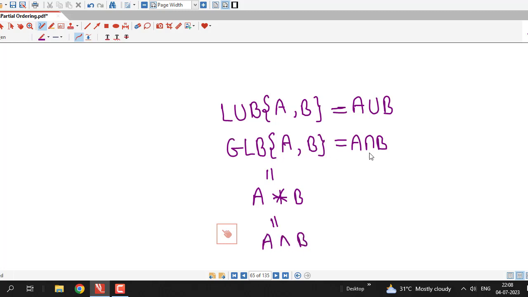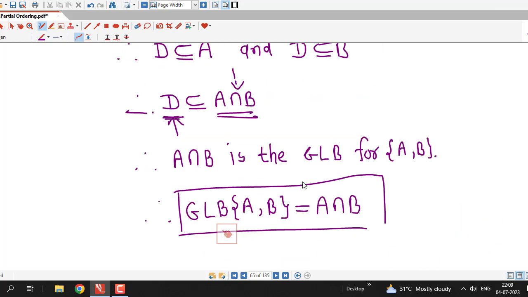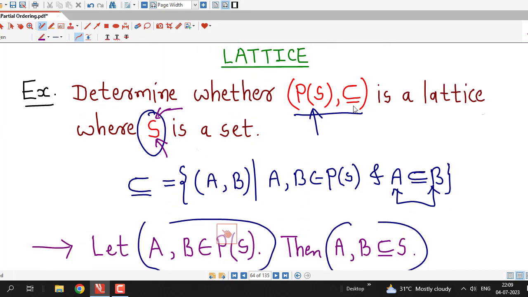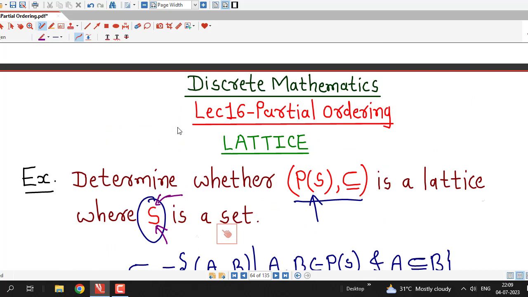So remember these different notations also, and this shows that for any two arbitrary elements in the power set of S, their least upper bound and greatest lower bound exist in the power set of S, and therefore power set of S is a lattice under the relation of inclusion, or under inclusion relation power set of S is a lattice where S is a set. So this is all about this session.